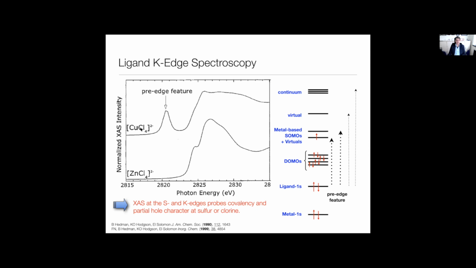So here's a classic example from Ed Solomon and his co-workers. There is zinc tetrachloride, which has no pre-edge feature at the chlorine K edge, whereas in copper tetrachloride there is, and of course that feature here is attributed to the transition of the chlorine 1s into the partially filled d shell of the copper. Copper is d9, so there's just one hole. And so essentially the intensity of that peak is measuring the involvement of the chlorine p orbitals in the copper d orbitals.